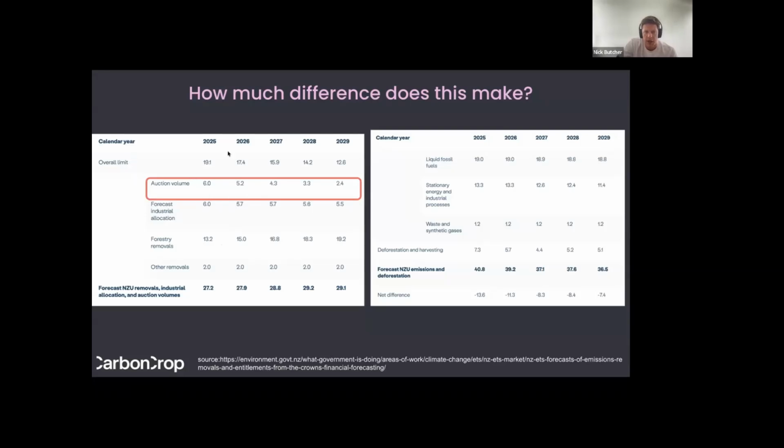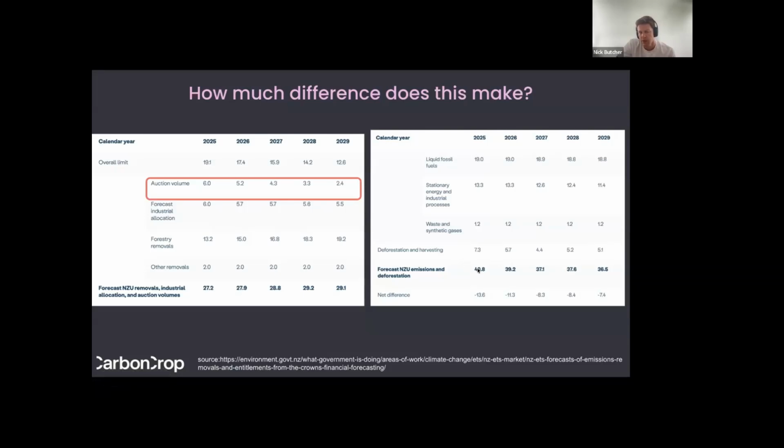And you can see that on the supply side, basically on the demand side, I got this back to front. Supply side is on the left, demand side is on the right. The supply is how many units are becoming available to the market. You can see there's some auction units, the industrial allocation units, forestry removals, and then other removals, which are things like greenhouse gas destruction techniques that mean you can claim some carbon credits. They're generating sort of 27-ish million tonnes per year of supply.